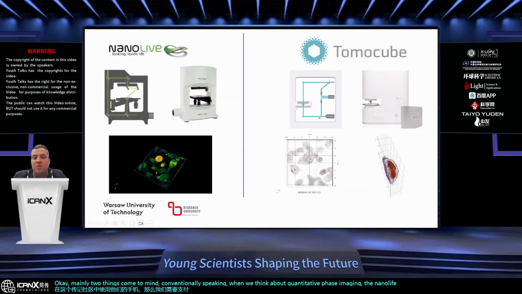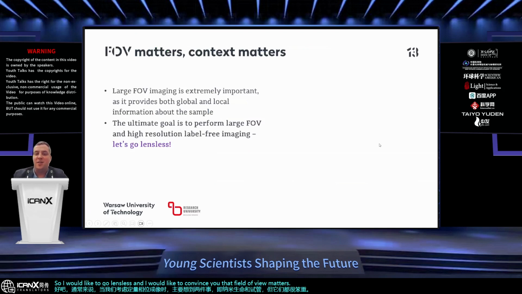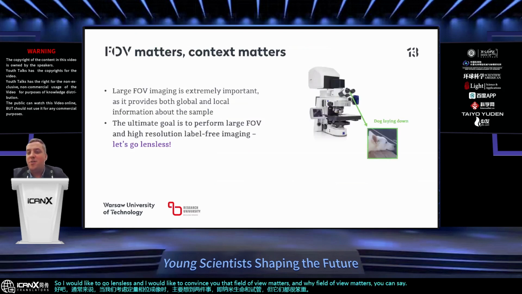So I would like to go lensless, and I would like to convince you that field of view matters. And why does field of view matter? You can see it here. Field of view will tell us the context of our information. So when we know that something is bigger than what our eye can see, we are pretty sure that we will miss some information, miss some context, and our inference will be flawed.